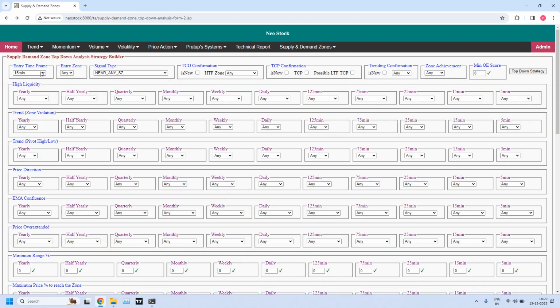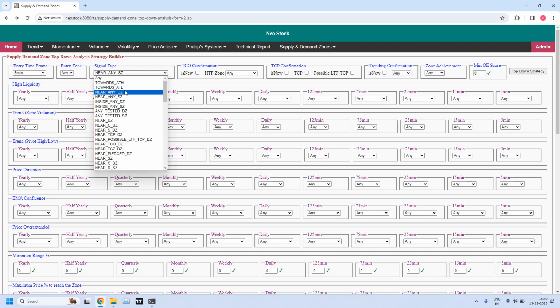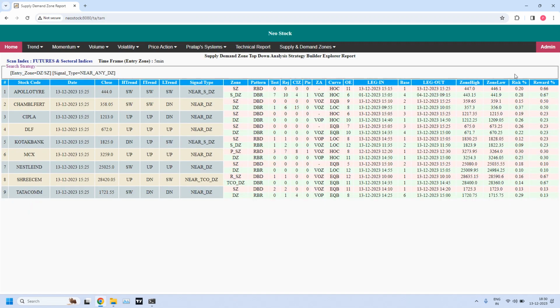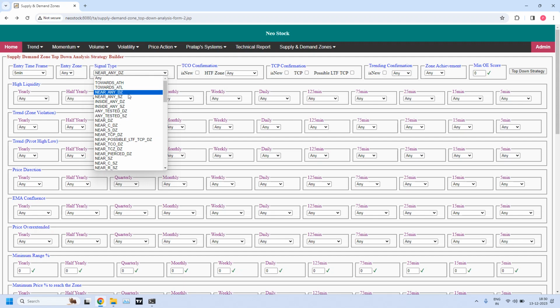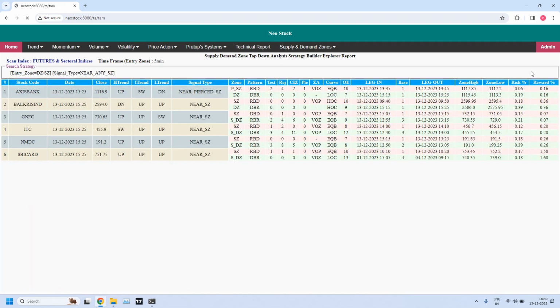So let's go back. Entry time frame is 5 minutes. Let us find the stocks near 5 minutes demand zone. So these 9 stocks are filtered. Let's go back. Entry time frame is 5 minutes. Let us find the stocks which are near the 5 minute supply zone. So these 6 stocks are filtered.